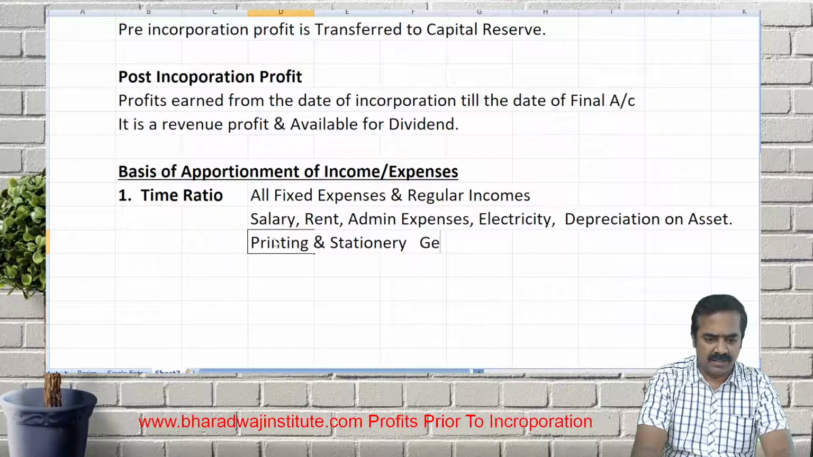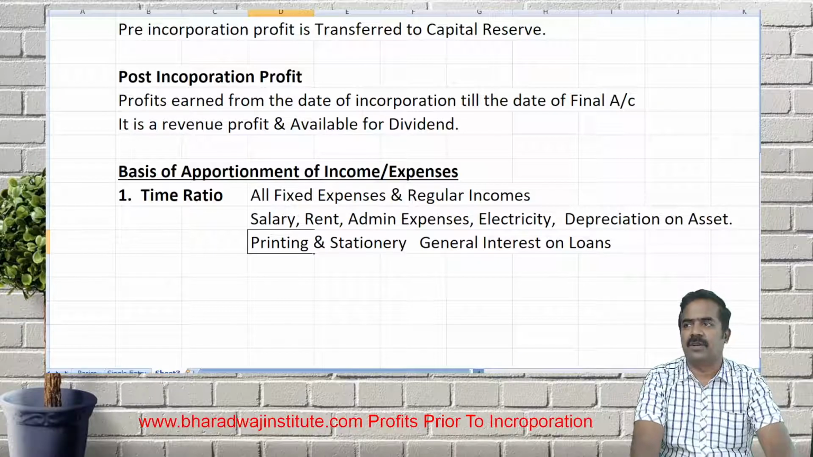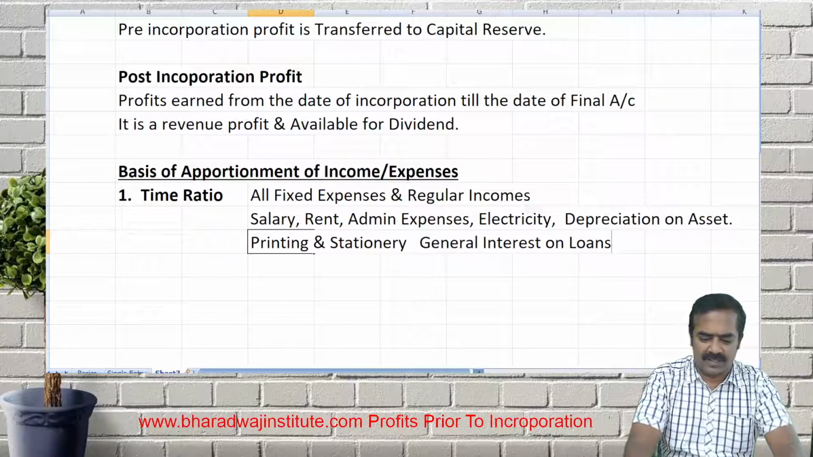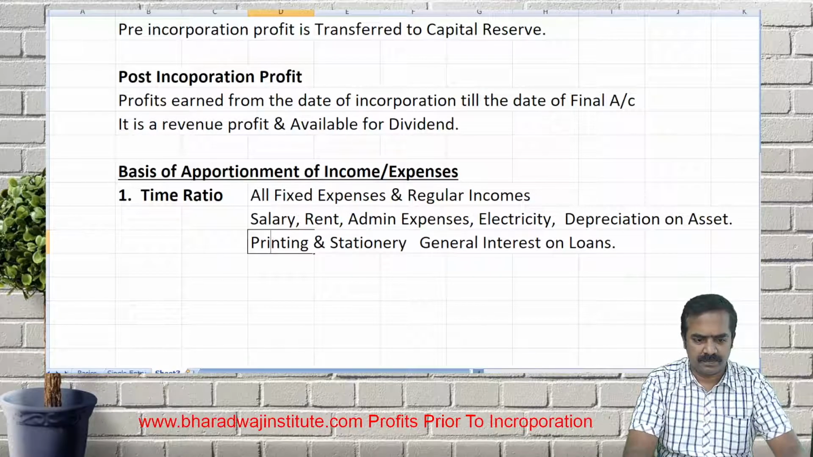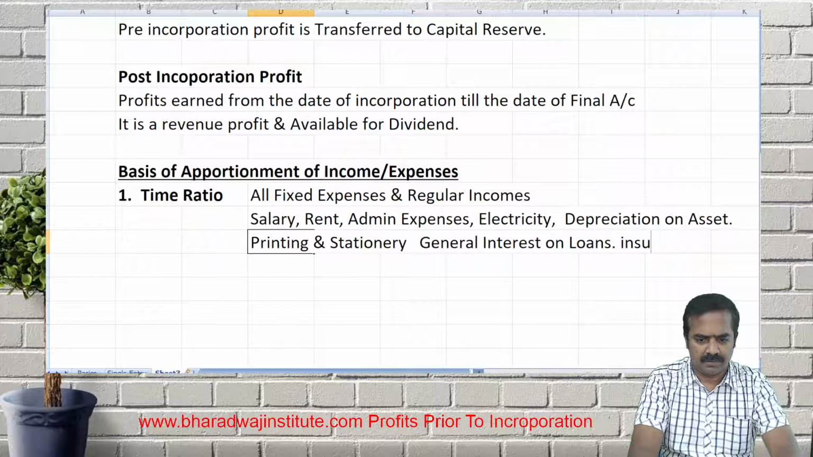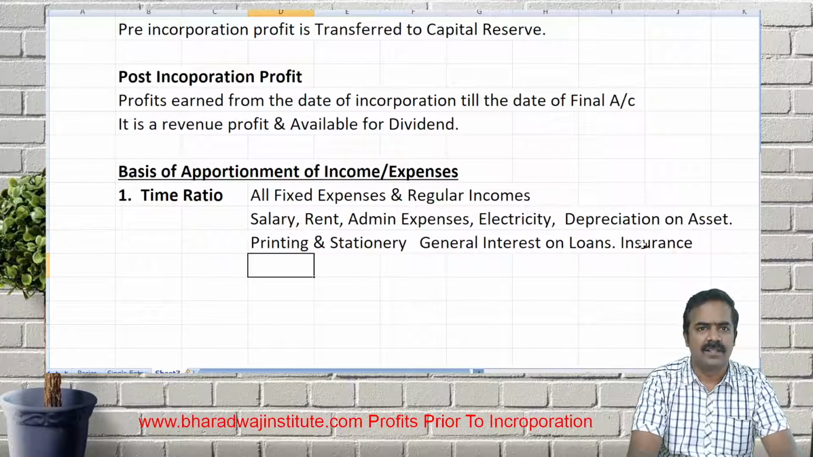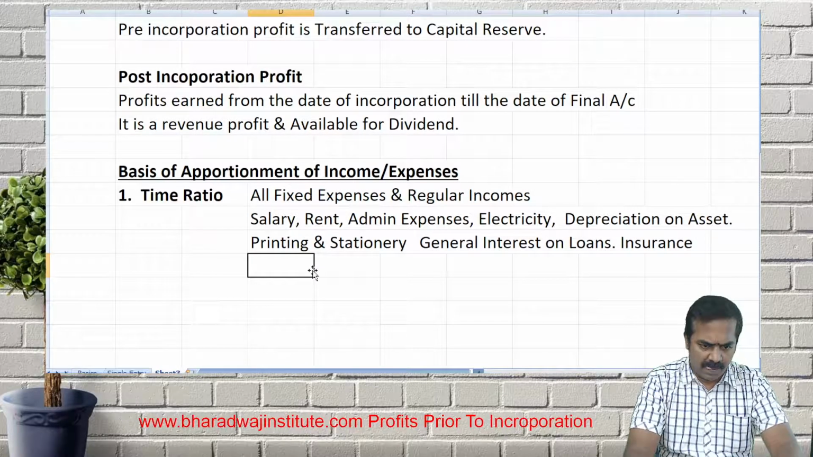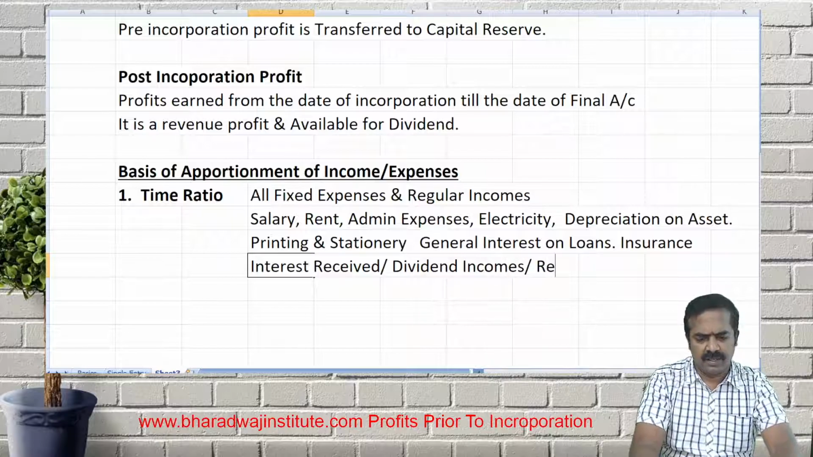Variable expense. General printing and stationery expenses, all those things. General interest on loans, all types of fixed expenses. Maybe in costing you would have learned in classification of expenses that fixed expenses include insurance. Insurance also. Insurance is not taken monthly, it is taken on a yearly basis. It's a fixed expense. Then interest received, dividend incomes and rental incomes.